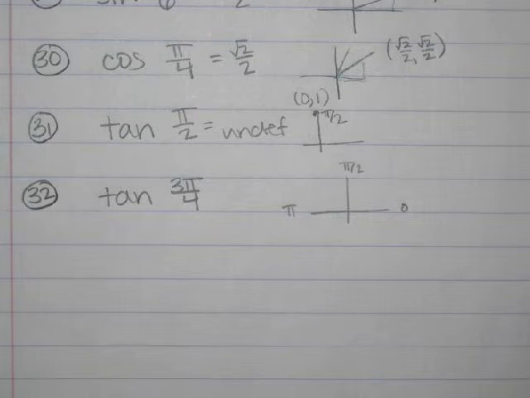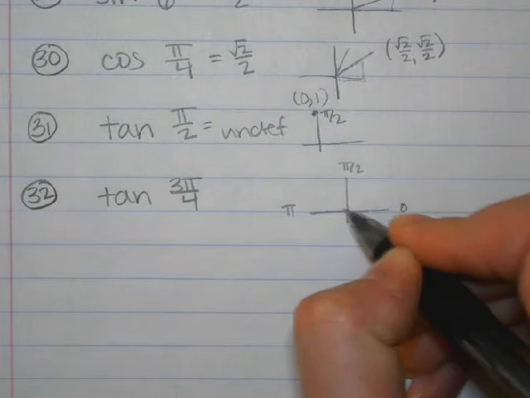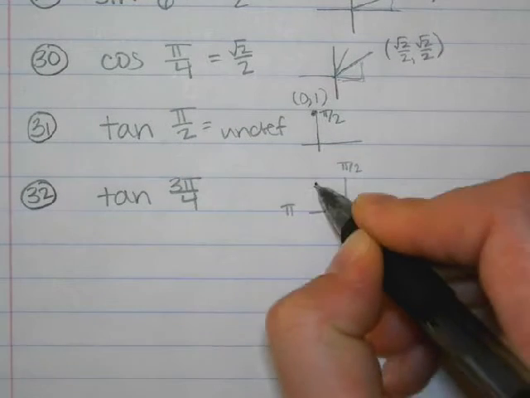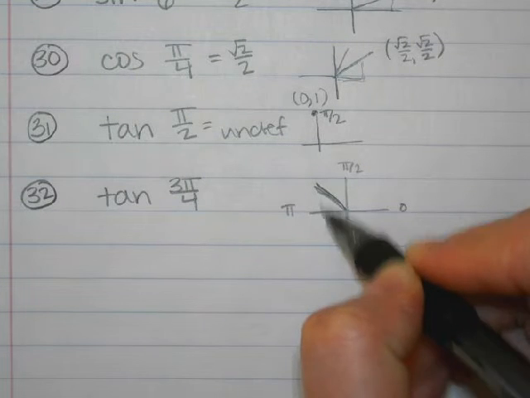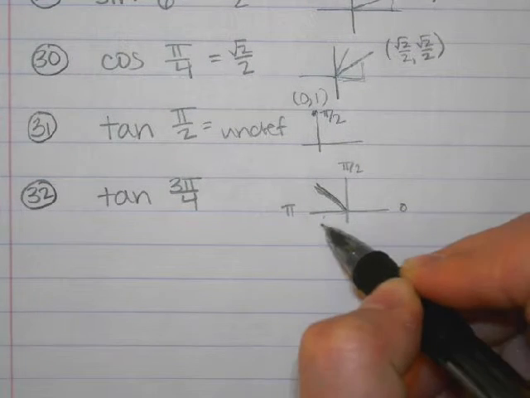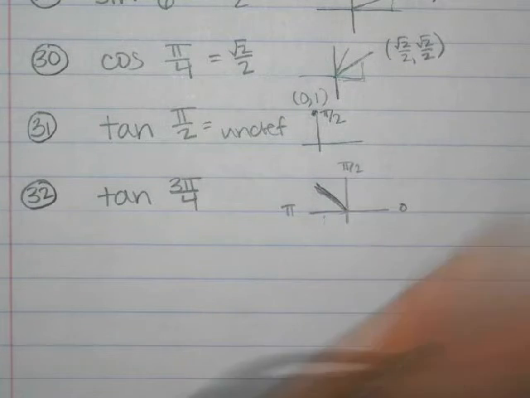Where does 3 pi fourths show up? In the middle of the second quadrant. It's right over here. So if we want to figure out the point, we're going to go left the same amount and up the same amount. Left the same amount and up the same amount.